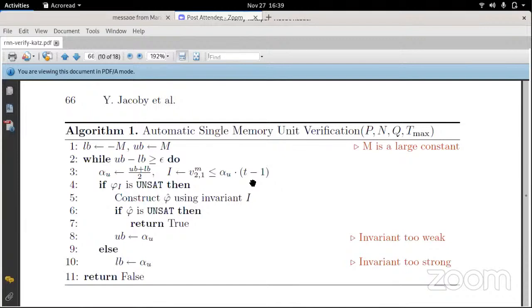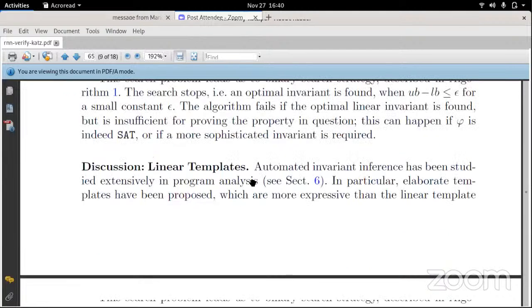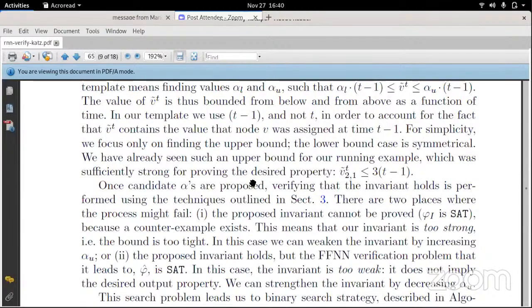And they actually extend to much more than linear templates, don't they? Correct, it could be anything. Of course, once you get to non-linear, even checking that it is inductive is more expensive for the solver. But at least there is a way to guess and check, and this is what these guys are doing. So they're guessing a value for the upper bound and the lower bound, and they're checking whether this is correct or not. So this 3 is obtained by actually guessing.